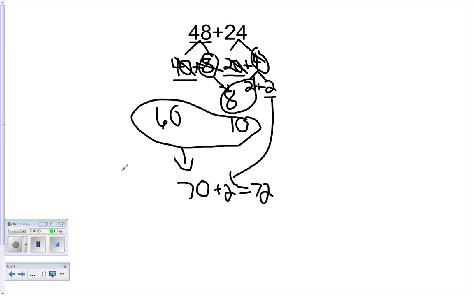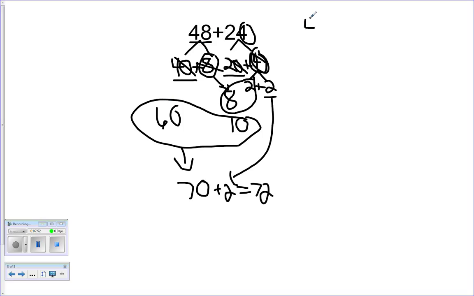Okay? What we have just done here is called regrouping. Okay? We regrouped the number 4, this 4 here, we broke it apart and gave pieces to this 8 to create an even friendlier number.